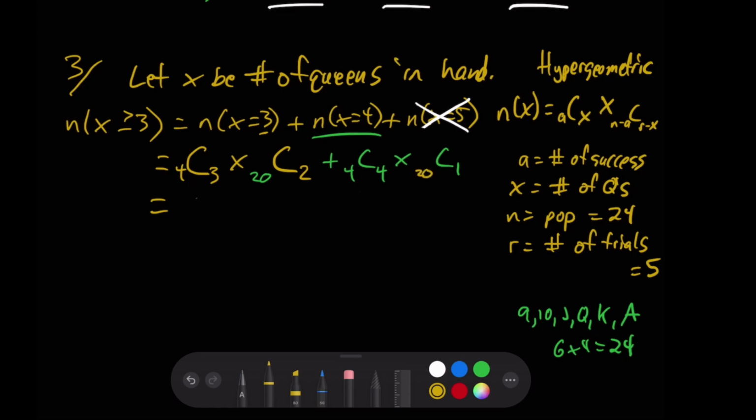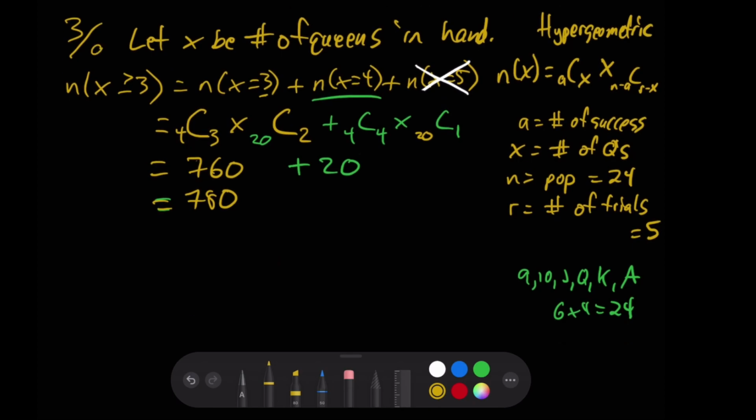Let's redo our calculation. So we're going to do 4 choose 4 times 4 choose 3 times 20 choose 2. So we're going to get 760 plus 4 choose 4, which is 1, and 20 choose 1, which is 20, and therefore we get 780. Therefore, there are 780 ways of drawing at least 3 queens.